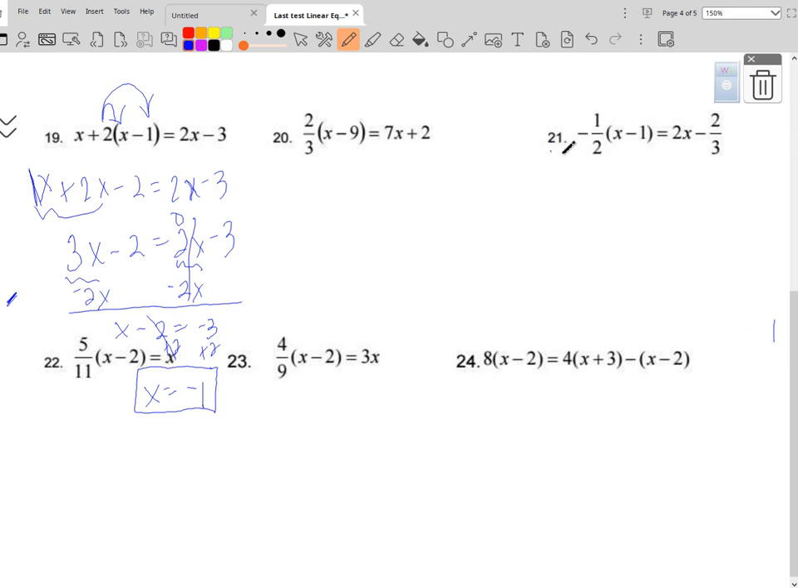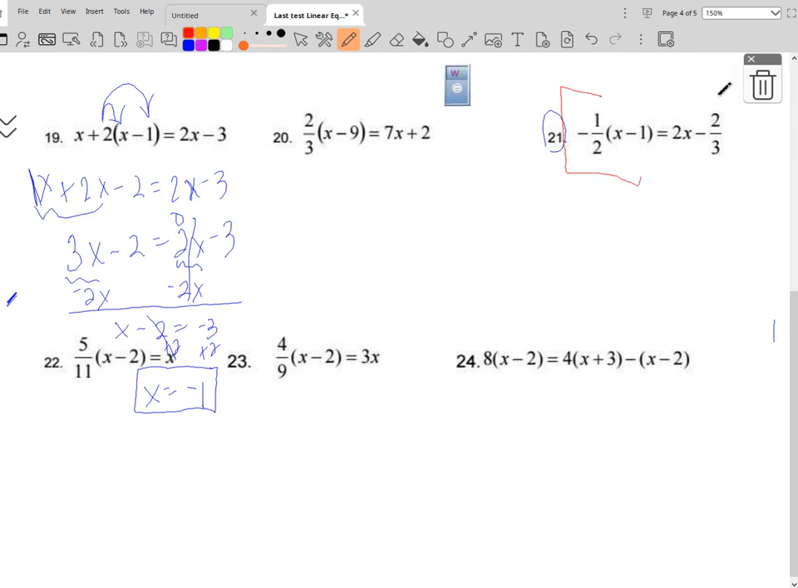Would you like me to use number 21? Number 21 looks a lot like number 20. Yeah? Okay. So number 20 has fractions, two with different denominators. This is a little bit more complicated than number 20, but we're going to basically do it the same way. The first thing we're going to do is get rid of my fractions before I start doing anything else. So what is the least common multiple between these fractions?